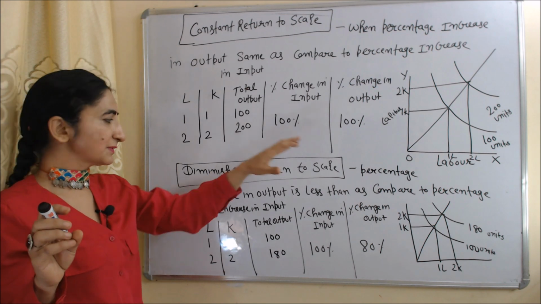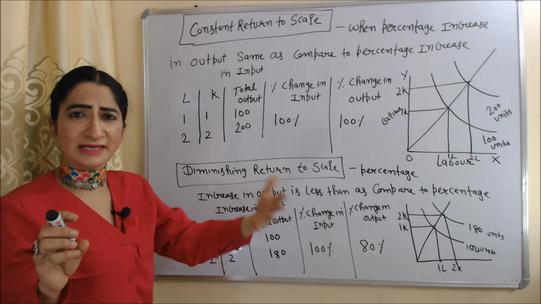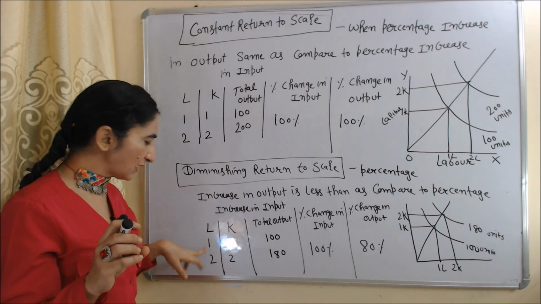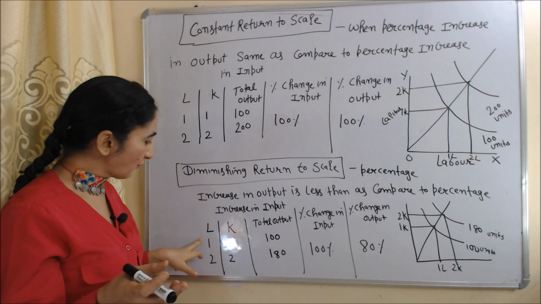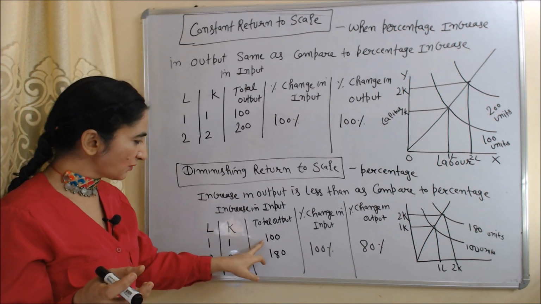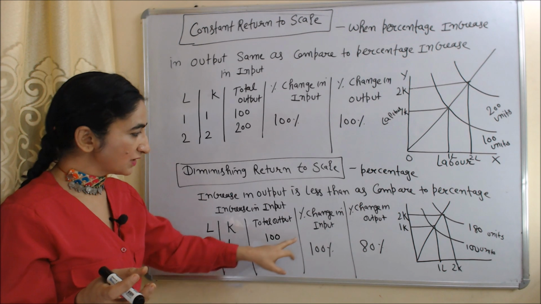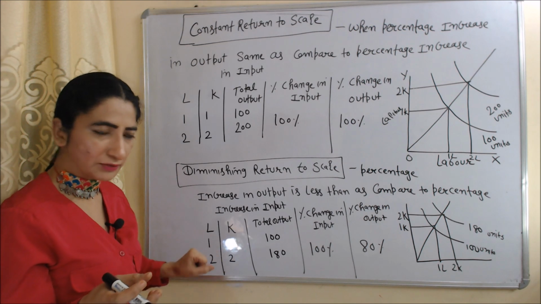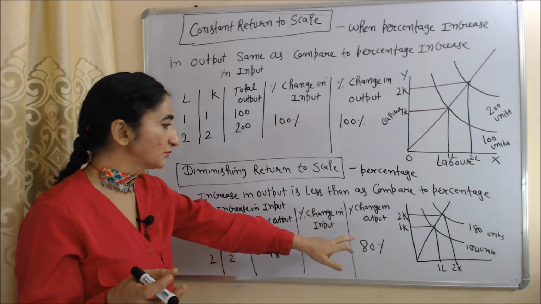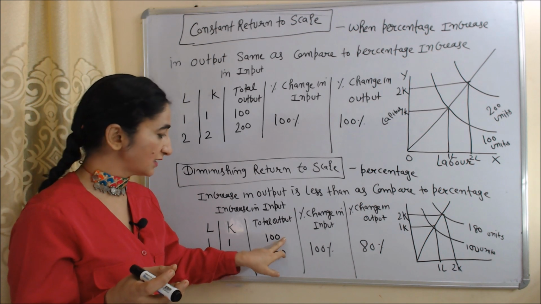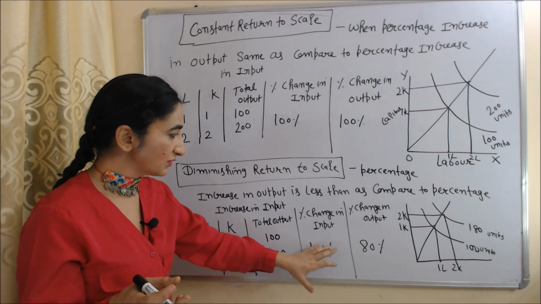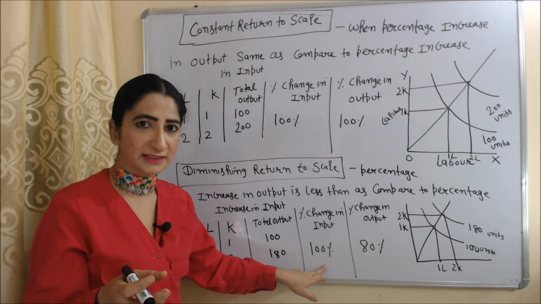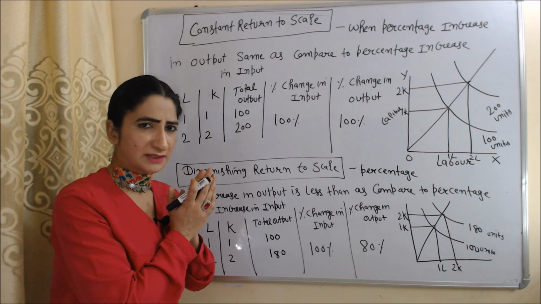Diminishing return to scale means the percentage increase in output is less as compared to the percentage increase in input. Here you can see when we increase our labor and capital, which are our inputs, from 1 to 2, our output increases from 100 to 180 units. So the percentage increase in inputs is 100%, as we increase our labor and capital from 1 to 2. But the percentage increase in output is 80%. Our output only increases from 100 to 180 units. So here you can see the percentage increase in output is less as compared to the percentage increase in input. So it will be called diminishing return to scale.